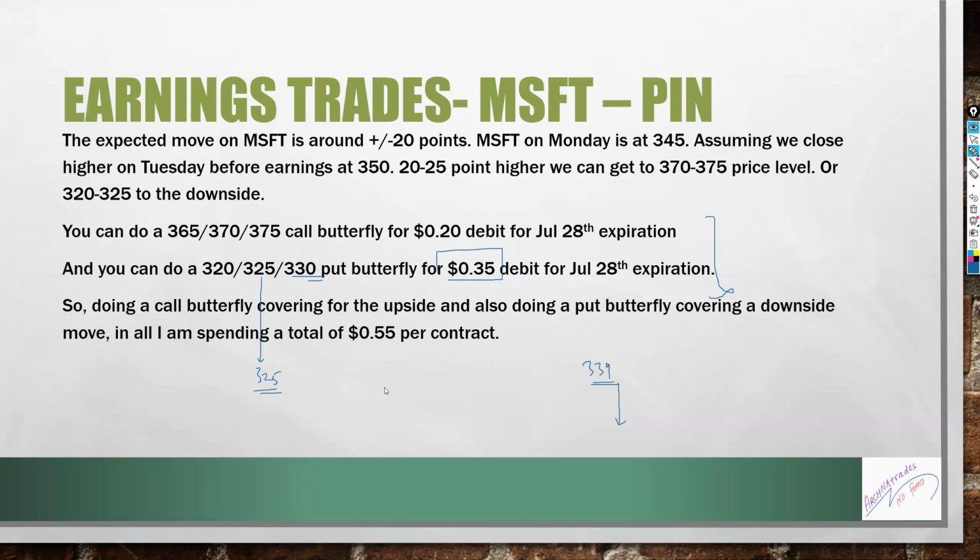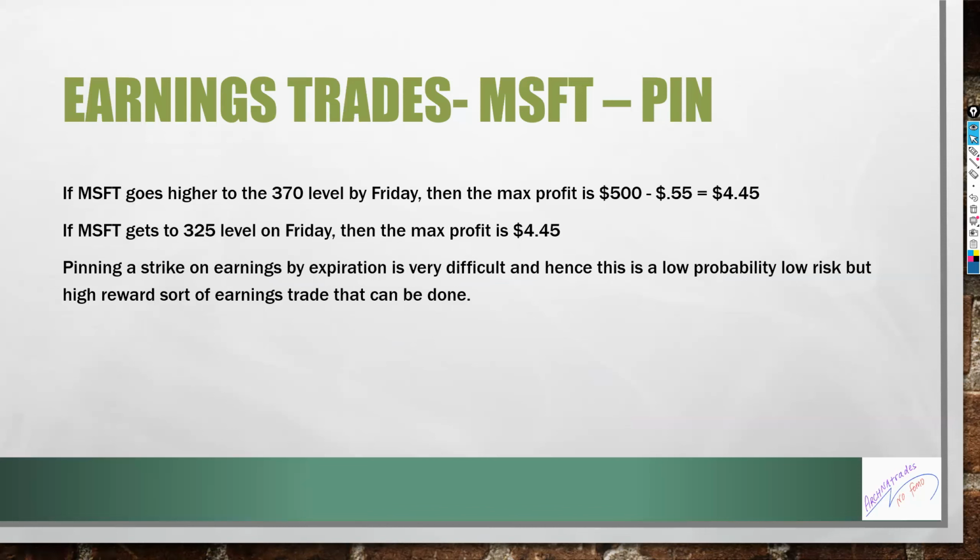A $5 wide butterfly, when you're pinning the butterfly, you have a debit spread and you have a credit spread. If it expires right at 325, you can make $5. So your 55 cents that you paid can become $5 if it pins exactly there. So if it goes to 370, you would have made $4.45: $500 max profit, 55 cents you take out, $4.45 is the max profit. If it goes to 325 by Friday, then also your max profit is $4.45.